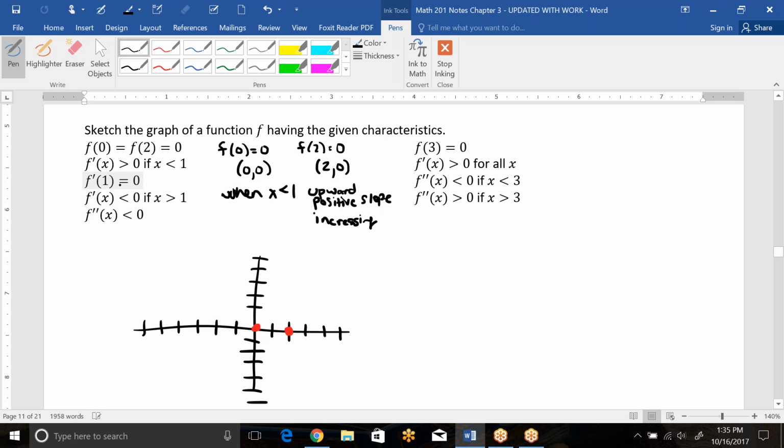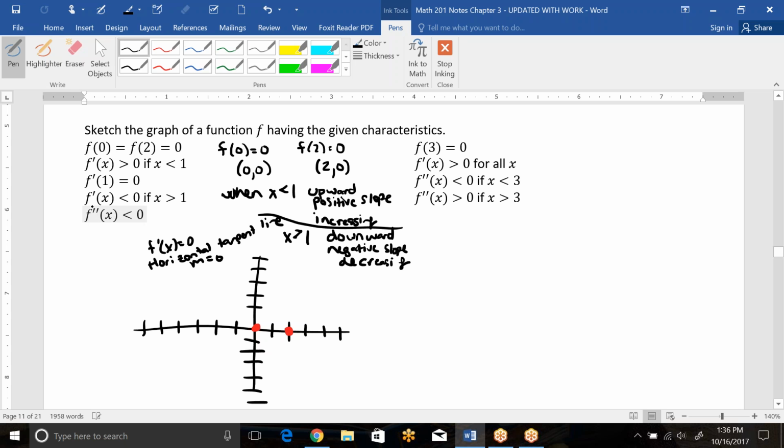Now, at f prime of 1, we equal 0. When you have an f prime of x equal to 0, you have a horizontal tangent line, which remember means your slope is 0. So that's going to be a relative max or min, okay? And then f prime of x is less than 0, so that means negative if x is greater than 1. So if x is greater than 1, we're going to be going downward, negative slope, and decreasing is another way of thinking of that.